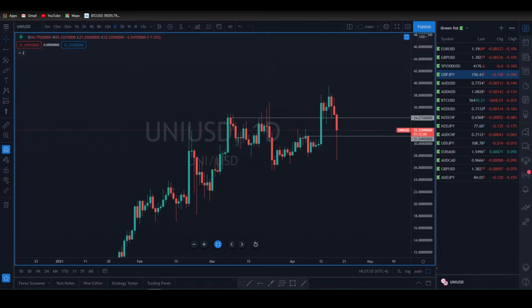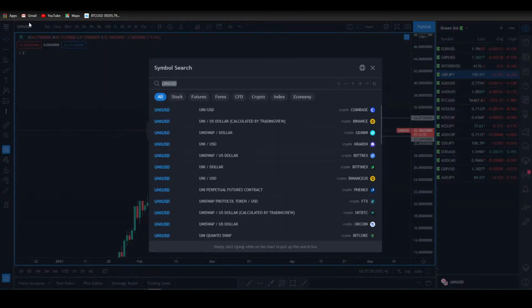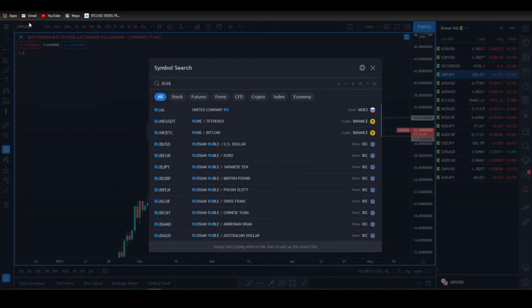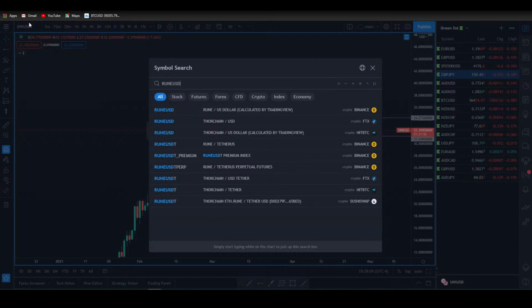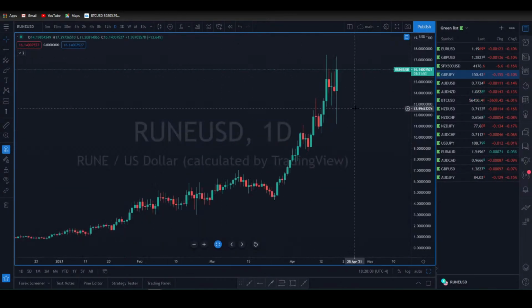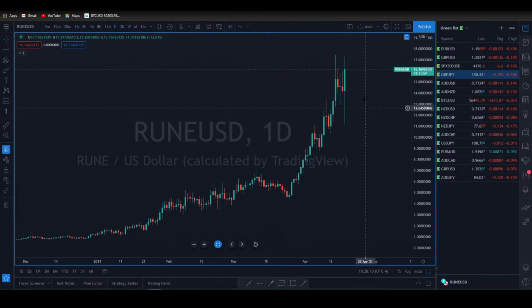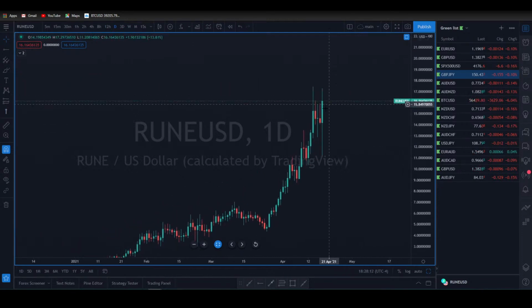Shorting it. What was the asset? Oh, Rune? No, sir. You don't want to short it because it's at all-time highs, I think, right? What was it, USD? I mean, man, that's a big bullish range.